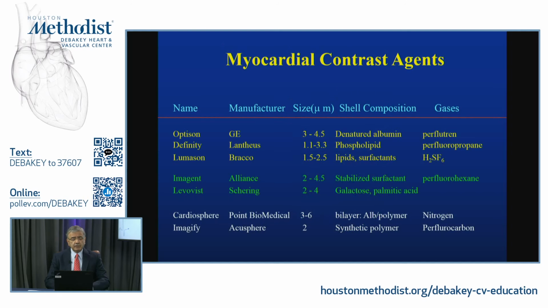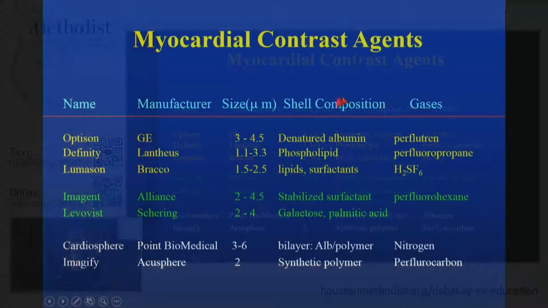Over the years, in yellow here on the slide are the 3 agents that are approved in the United States, and our lab actually uses all 3 agents. Each one has certain different properties from the others. All of them are very effective and very safe. And look at the size of these microbubbles. We're talking about between 1.1 and 4.5 or so micrometers, if you will.